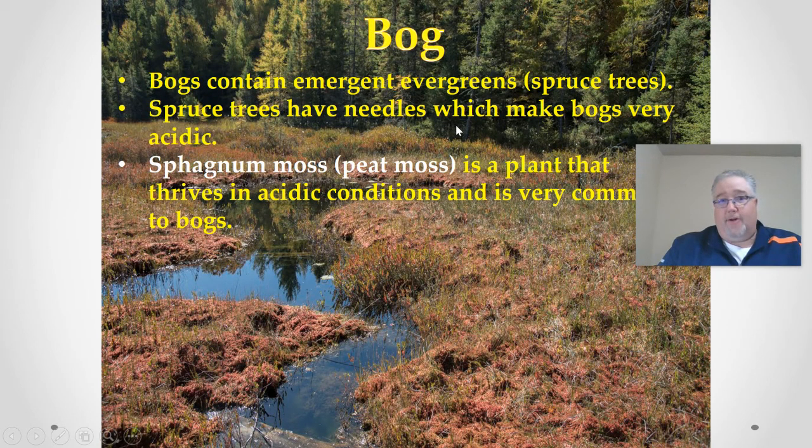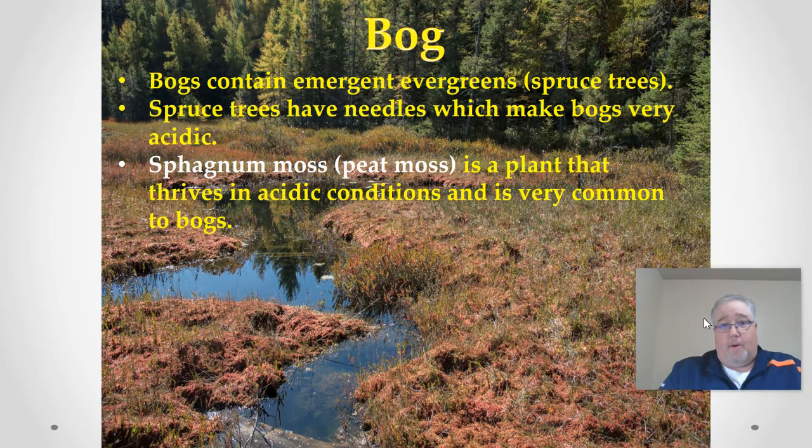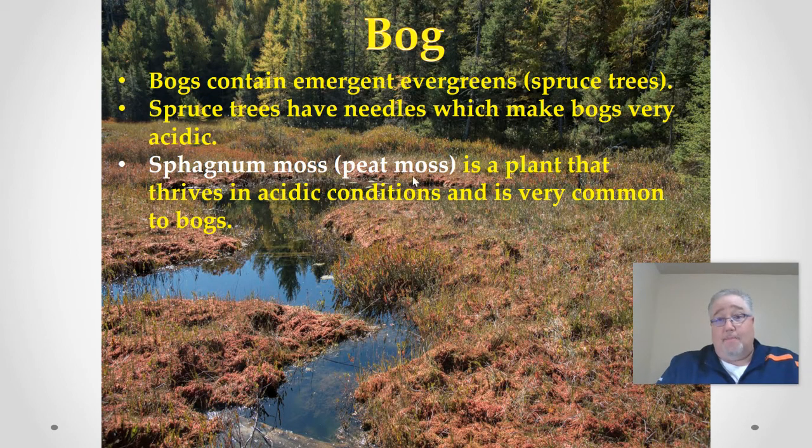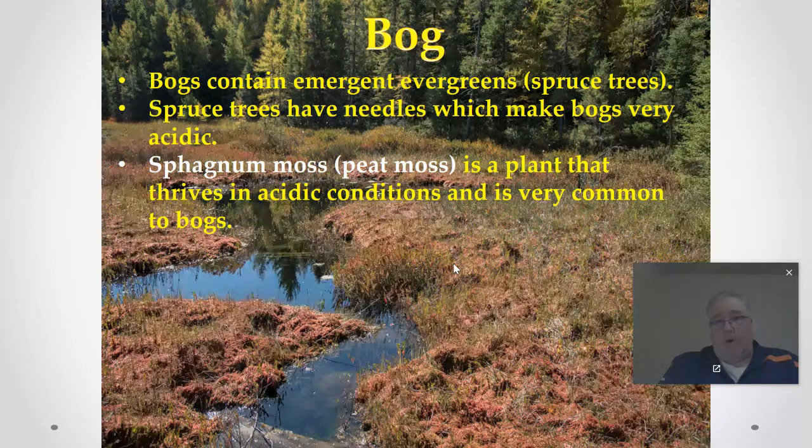The thing about those evergreen trees, again, they have needles. And when those needles fall, it makes the water very acidic. So this is a much different condition of living for plants compared to the other two. One of the hallmarks of a bog is something called peat moss. Peat moss is a plant that really does well living in acidic conditions. So you won't see a lot of peat moss in a swamp or a marsh, but you'll see a lot of it in bogs.